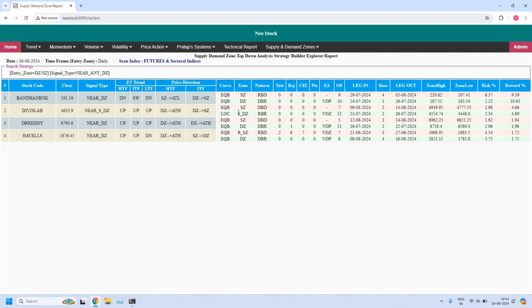So we have Divi's Lab is having a daily high liquidity demand zone. It is a fresh zone. If you can fine tune up to 5 minutes time frame, you can plan a trade. Otherwise, the zone might be violated. So that's it. We have only 1 daily high liquidity demand zone from this list.